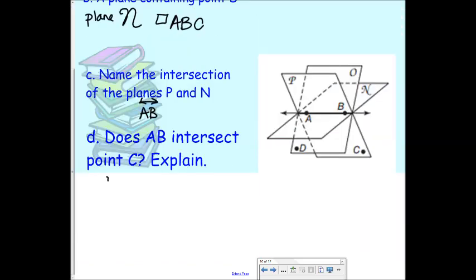Okay, so at your boards, do just 1, 2, 3. Just 1, 2, and 3.